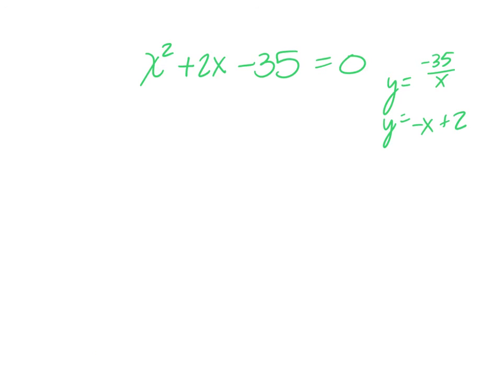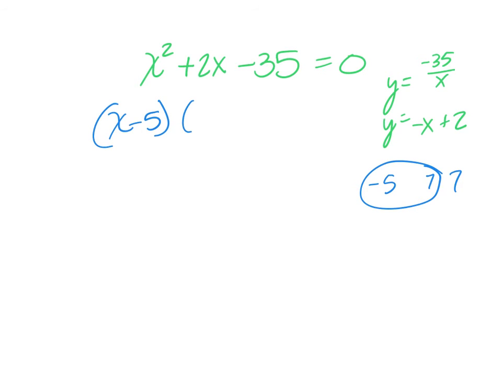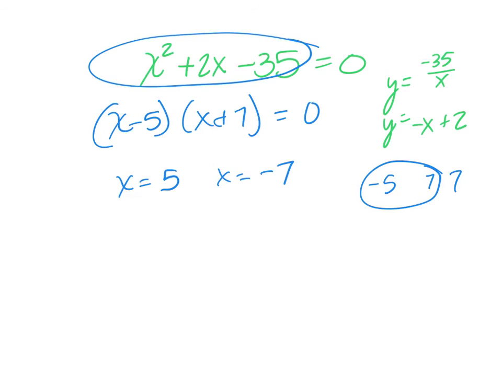So you guys found that it's negative 5 and 7. So there's your two numbers, and the answer is going to be x minus 5, x plus 7 equals 0. So x equals the opposite, and x equals the opposite. And if you graph this equation in your y equals screen, it'll hit at 5 and negative 7. So these are the two answers I want.